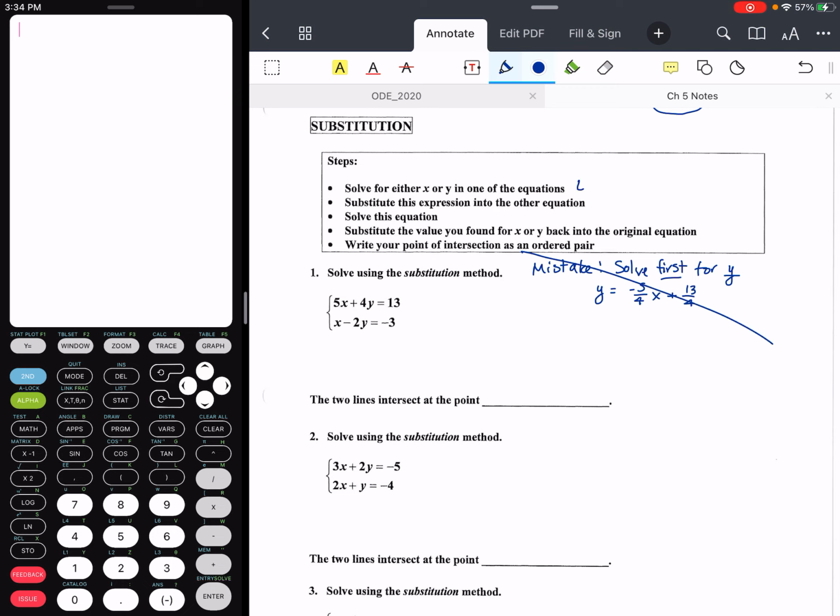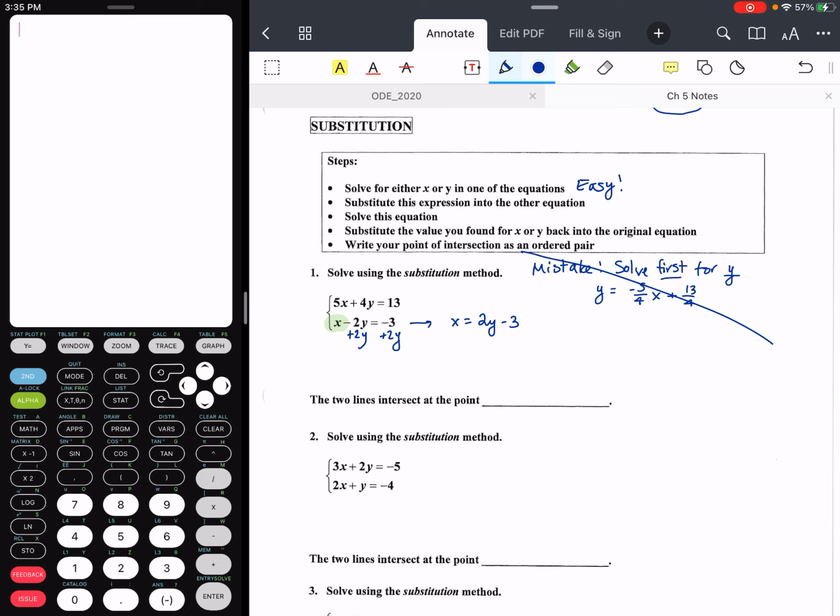Instead, make it easy. Look for the easiest way to accomplish that first step. So looking at these two equations, I see in the second equation, it just says x minus 2y equals negative 3. It's going to be super easy to solve for x. So I'm just going to add 2y to both sides, and that gives me x equals 2y minus 3. No fractions, no ugly weird numbers. This looks great.